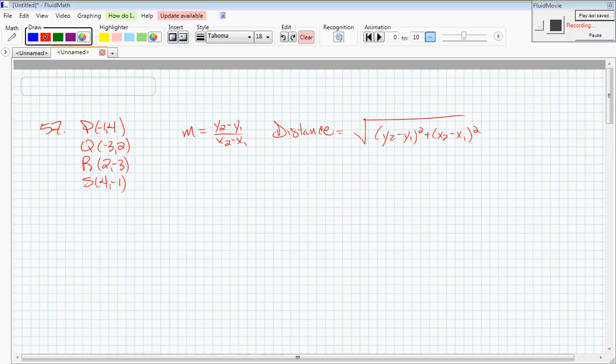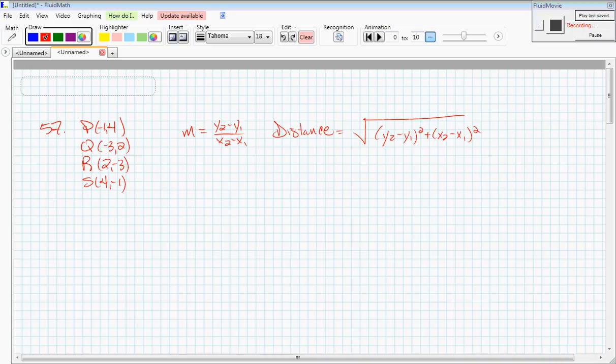Okay, to solve question 57 on the geometry homework, what we're going to do is find the slope of each diagonal and the length of each diagonal. And we're going to use that information to determine if this parallelogram is a rectangle, rhombus, square, or none of the above. It does say in the directions that it wants us to graph it.